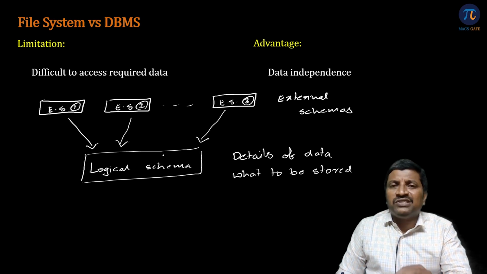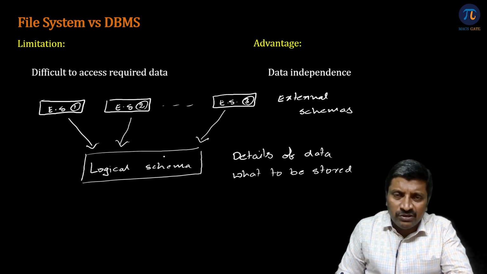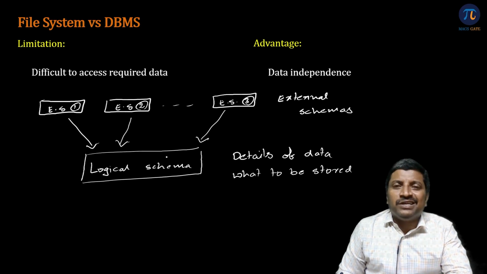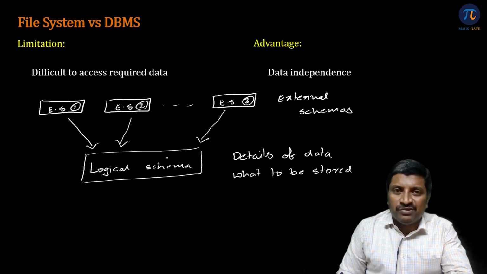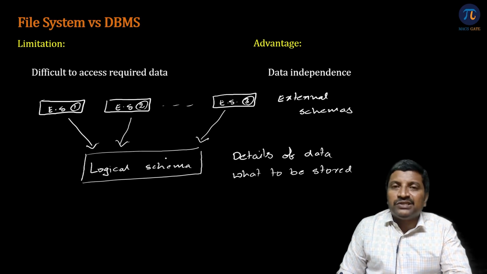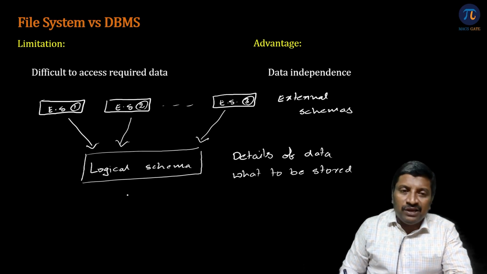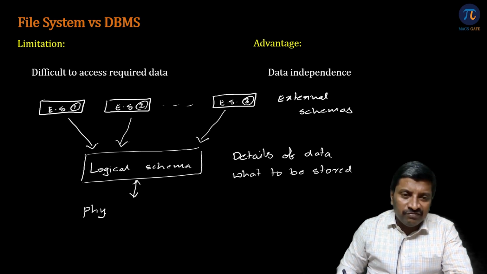Suppose I want to access the details of Tamil Nadu Express. No need to know how the details of the train were saved in the database. Without knowing all those details, we can access the details of Tamil Nadu Express, which is called logical independence. Then it will communicate with the next one, which is the physical schema.